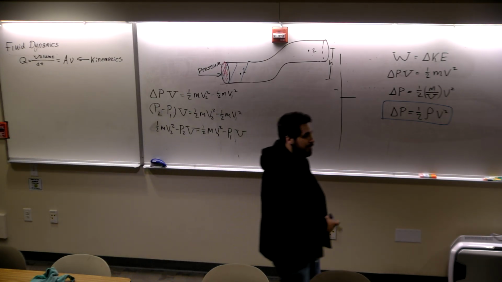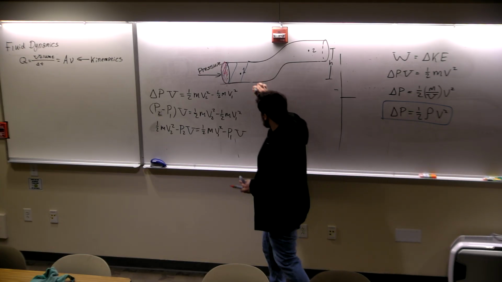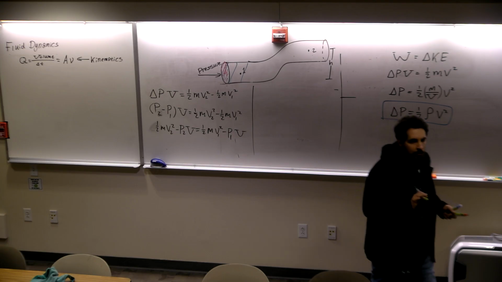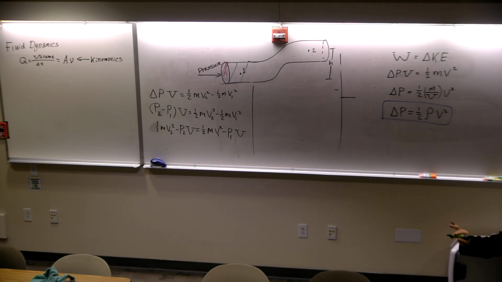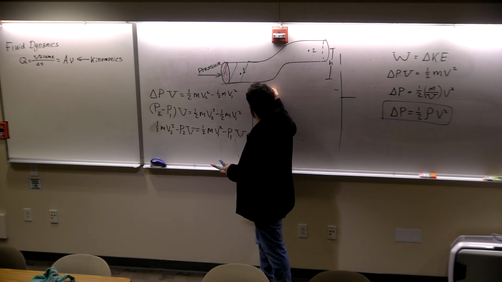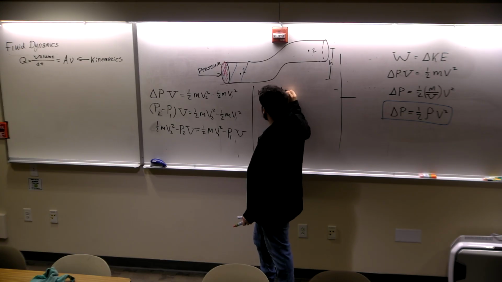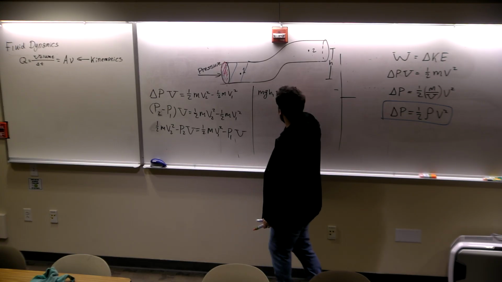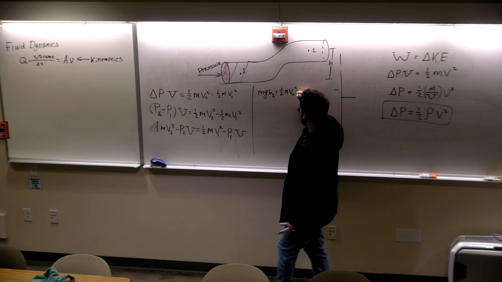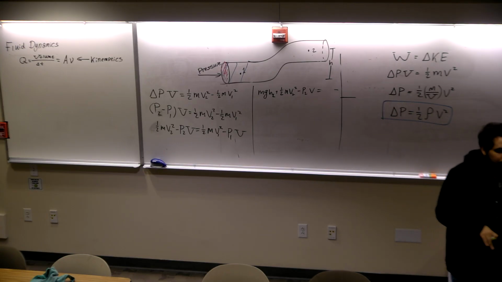So what we're starting to have is an equation that looks suspiciously like conservation of energy. And kind of doing a hand-wavy derivation here, I'm going to shoehorn potential energy into this and just go ahead and add an mgh on either side. So mgh2 plus 1/2 mass times velocity 2 squared minus p2v is equal to the same thing but with ones in the subscript.